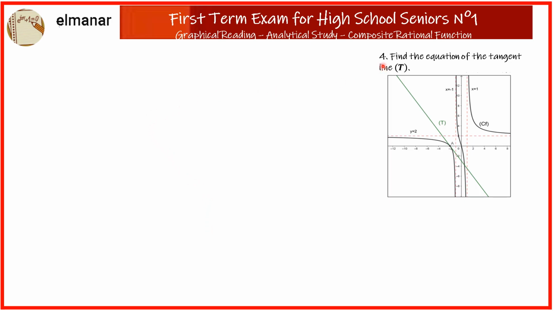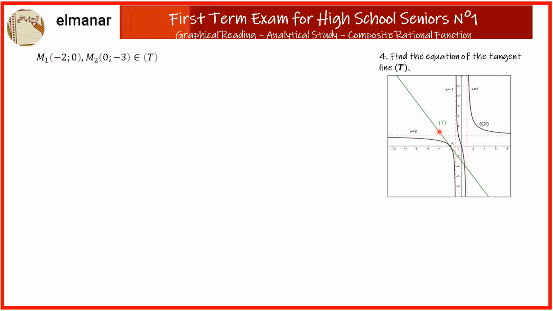Question 4. Finding the equation of the tangent line. 2 specific points are provided. The first has a horizontal coordinate equal to -2 and a vertical coordinate equal to 0. The second has a horizontal coordinate equal to 0 and a vertical coordinate equal to -3. Both points lie on the straight line referred to as tangent T.